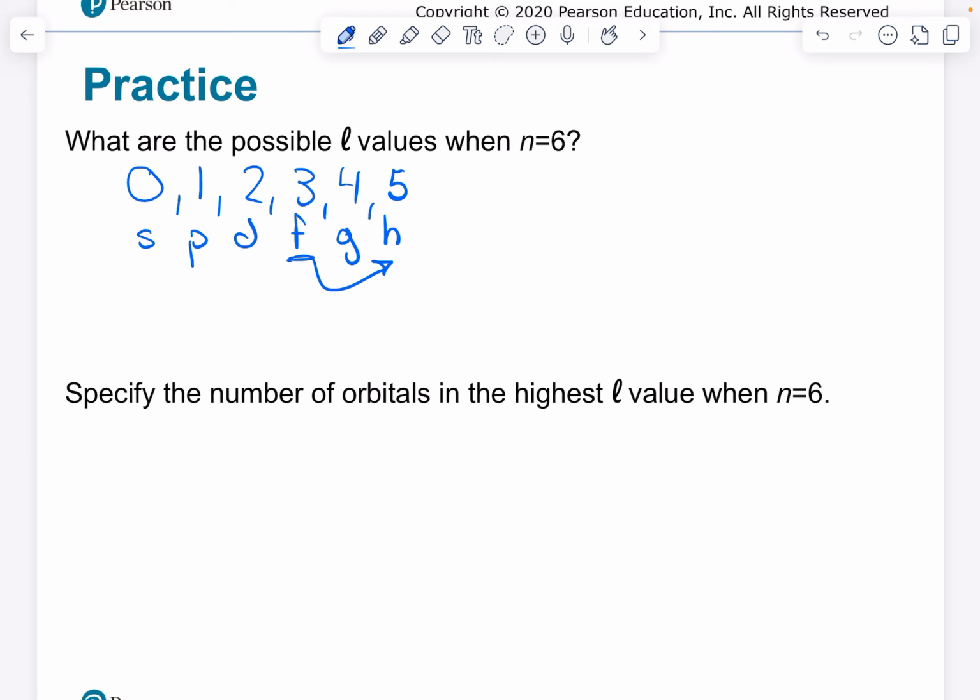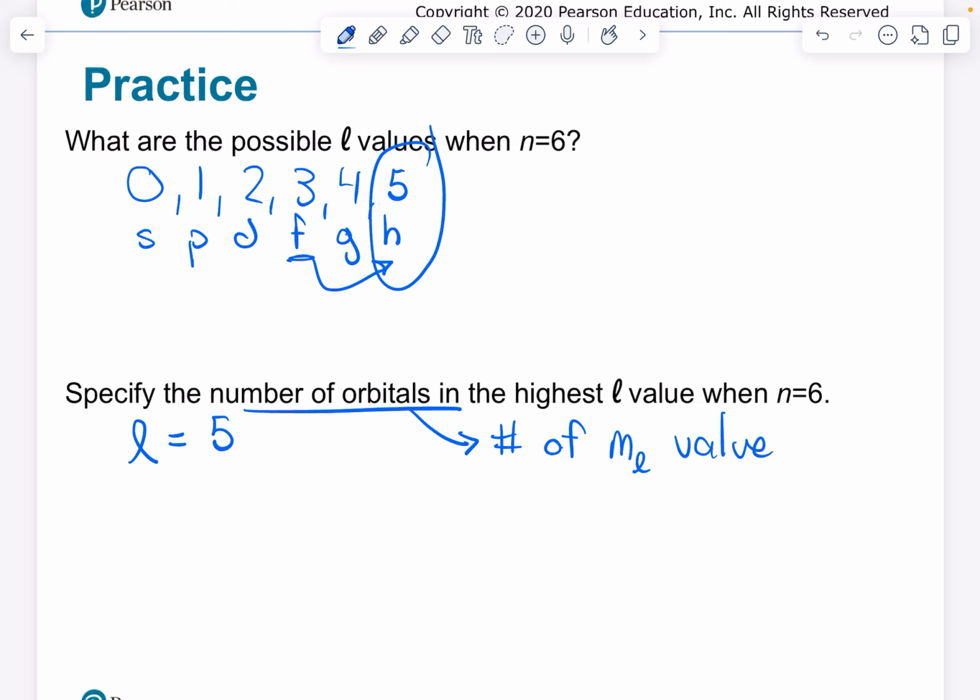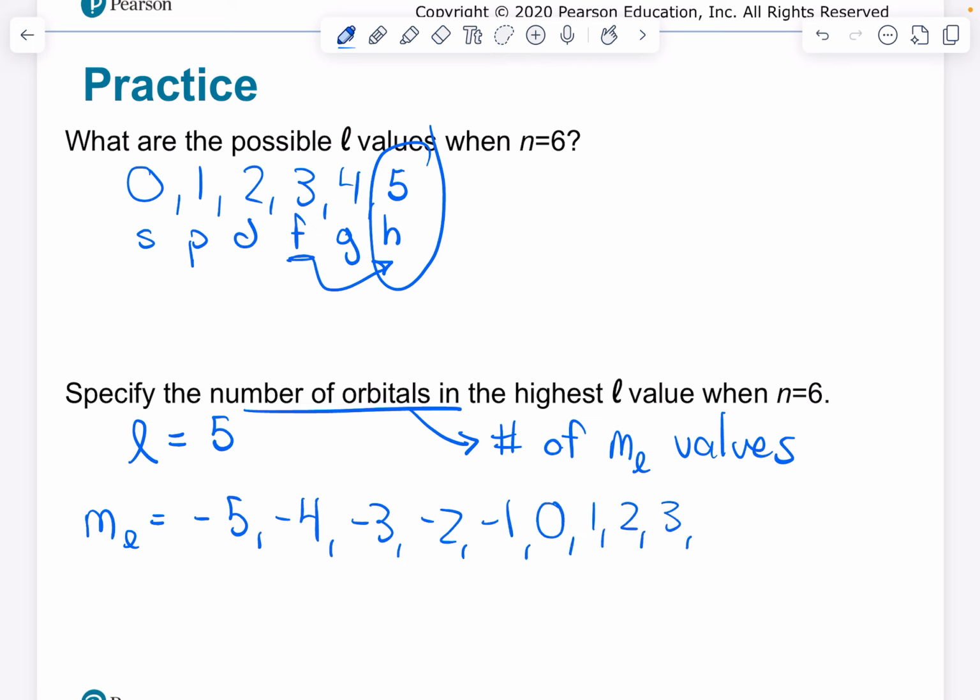Specify the number of orbitals in the highest L value, so that would be this one, when n equals 6. So an L of 5, the number of orbitals corresponds to the number of M sub L values. So M sub L here would be -5, -4, -3, -2, -1, 0, 1, 2, 3, 4, 5. So 11 orbitals.